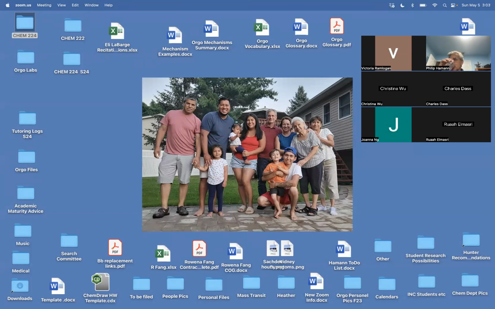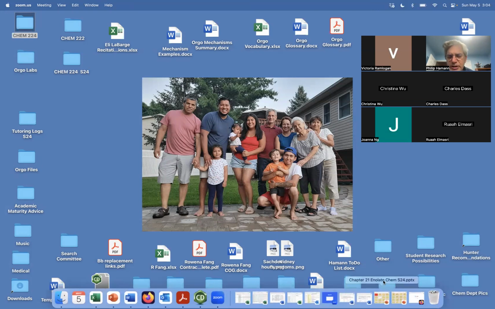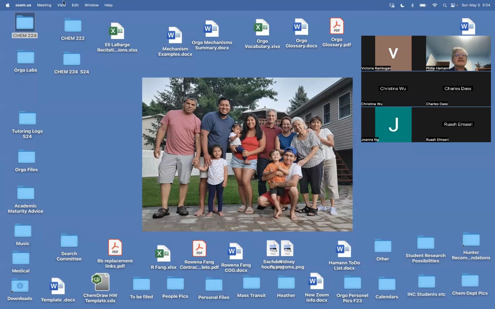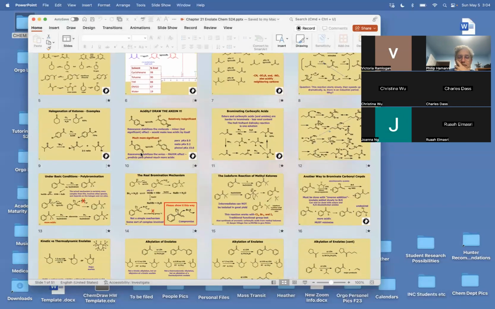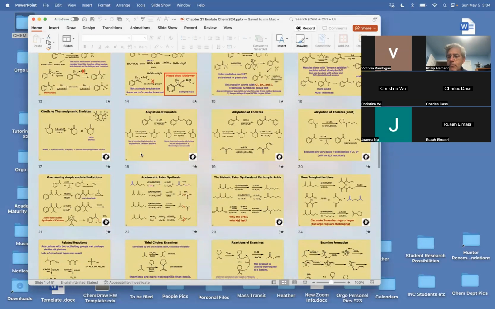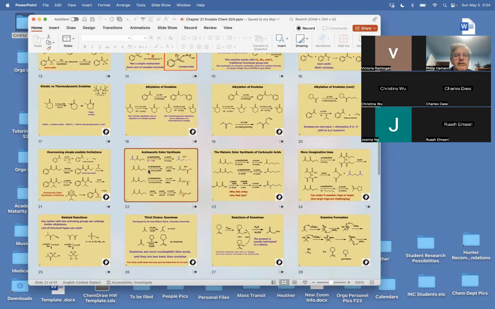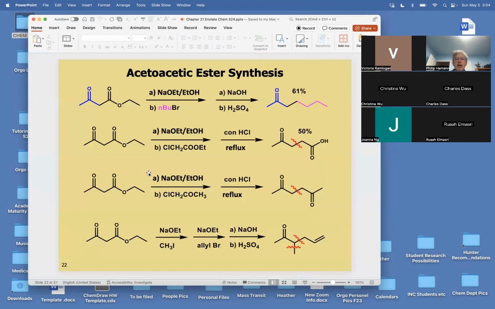Okay, so my question pertains to the use of acids on page 22 of the chapter 21 enolates. Are you talking about the textbook? No, not the textbook, the slides. Slide 22. Okay. Over here, I'm just kind of unclear: does HCl or any acid cause the removal of an ester?